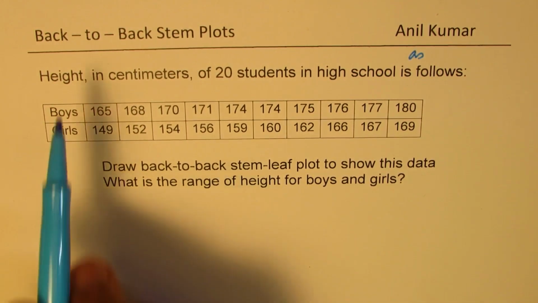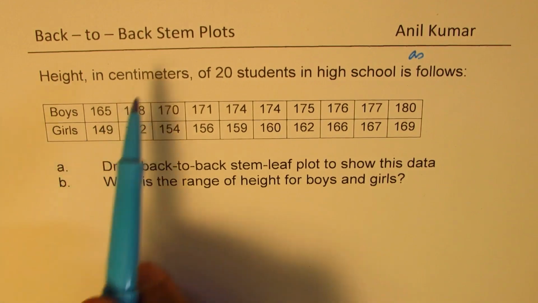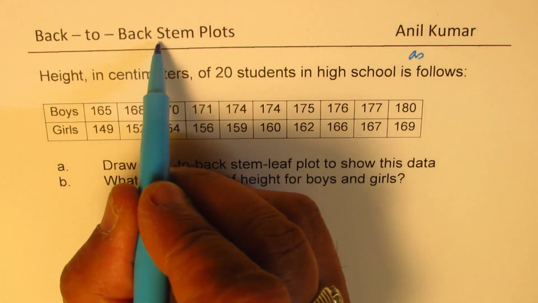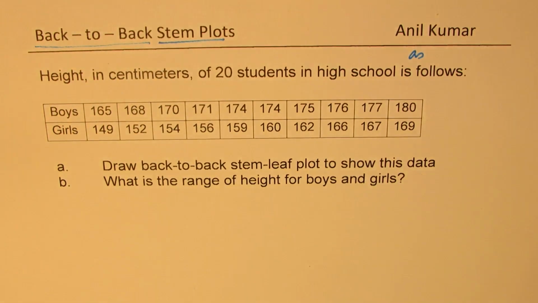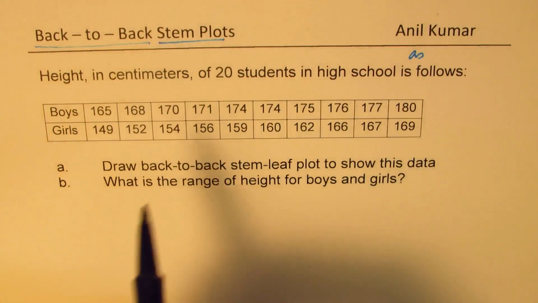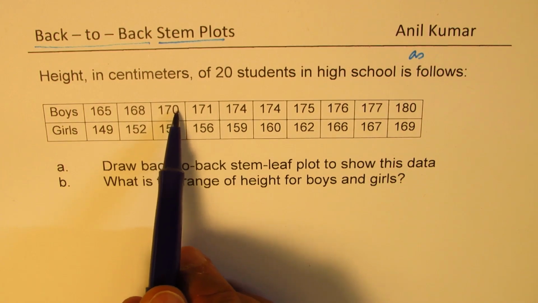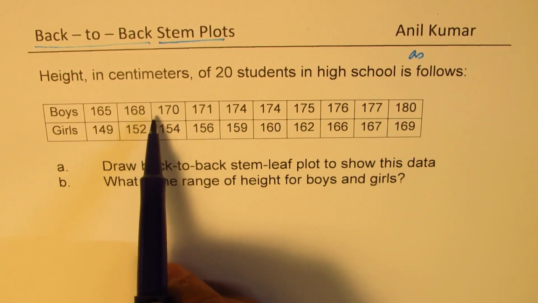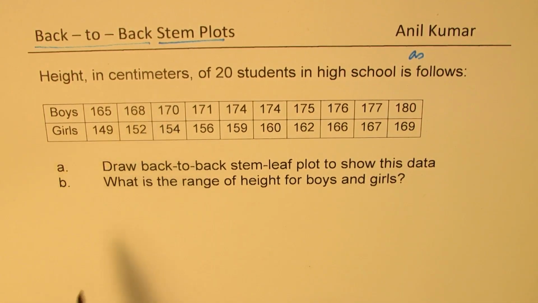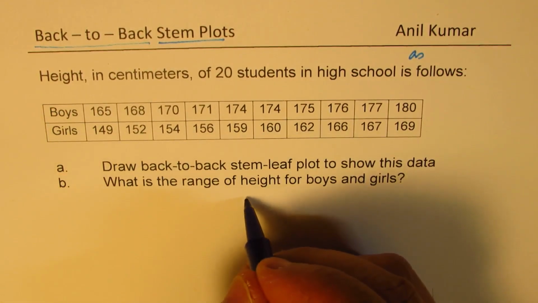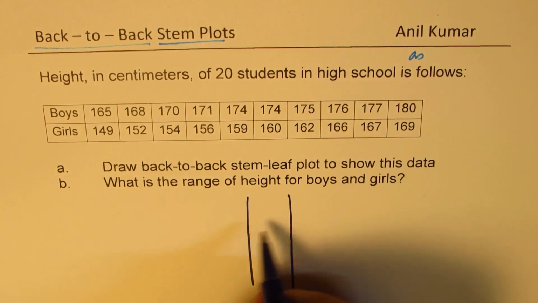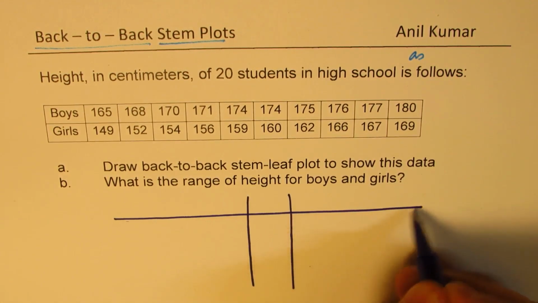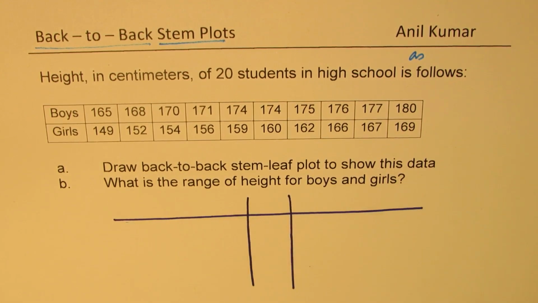So let's try to understand the concept of back-to-back and how is it related with these stem plots, right? So these are two parts. So when we talk about the stem plots, one number goes into the leaf part, the others remain in the stem. That's the whole idea. Now let's see first, let's plot boys data, right? So to plot boys data, what we could do here is we'll do boys data on the right side.